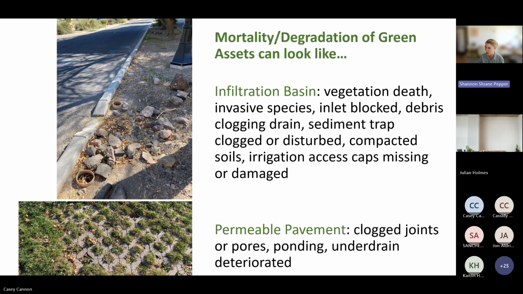This is a photo I took also of an asset in Tucson, and I sent this to their asset management program, and they were like, "Oh, yeah, we haven't checked on that one in a while." And I was like, "Yeah, it shows." They generally do a great job of maintaining their assets, so I was pleased to find a negative example in there too. But that's what it can look like. This green asset needs a little help. For permeable pavement, it could look like clogged joints or pores, ponding, deteriorated under drains, this kind of thing. Next slide.